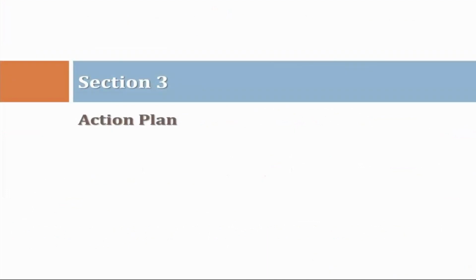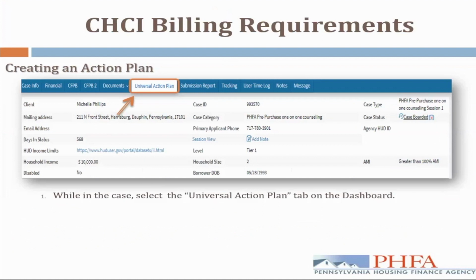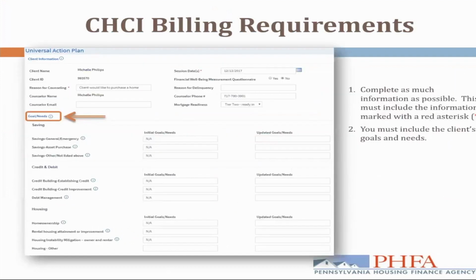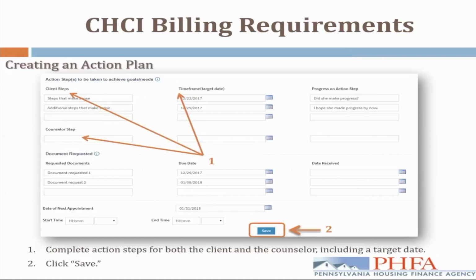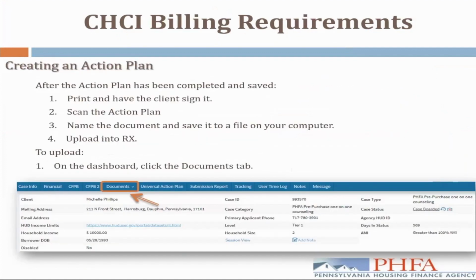Section 3 is the action plan. You're going to create the Universal Action Plan via the Universal Action Plan tab. You want to make sure all sections of the action plan are complete. We have step-by-step instructions on how to complete the action plan in our RX Office manual. So make sure you're completing the steps, your action steps, and all of the information in there.